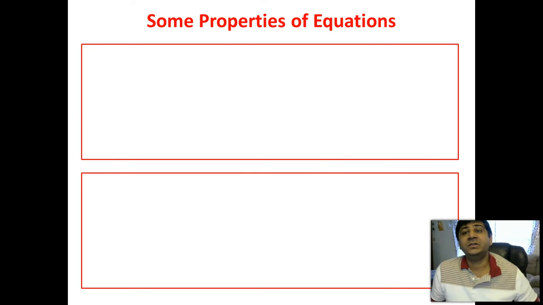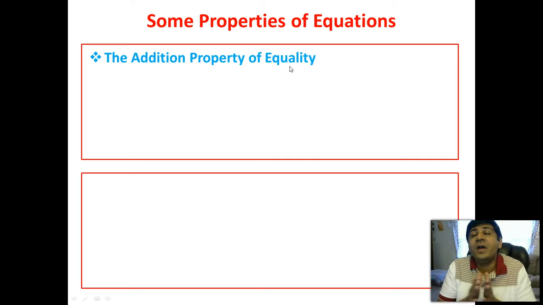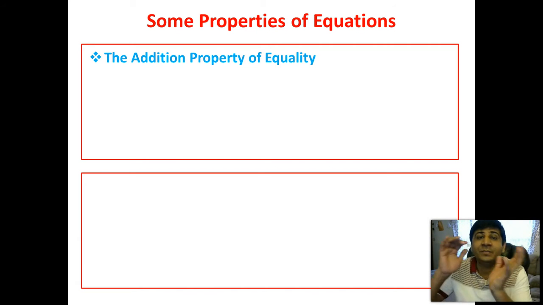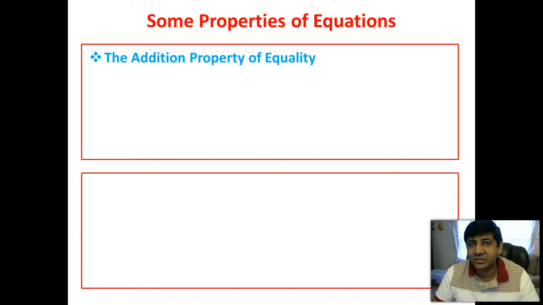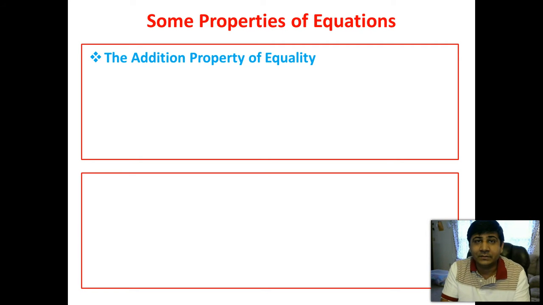Let's talk about some properties of equations, or equality to be precise. The addition property of equality tells us that if you have an equation given to you, whatever you do on one side of the equation, you must do the same thing on the other side. That's called the property of addition. The same property holds for multiplication and subtraction. Remember in simple words, whatever you do on one side of the equation, you must do the same thing on the other side. Otherwise you will destroy the balance of the equation.